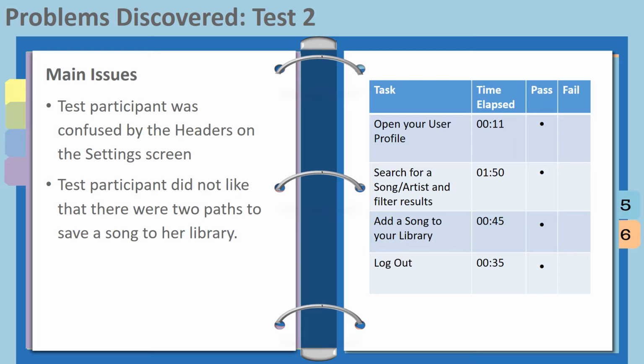The final test participant noticed that there are 2 paths to save a song to a playlist. She didn't like this and suggested that there should be only one path. She was also confused by the headers on the settings screen as they looked like button names.